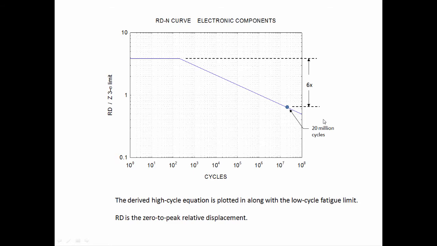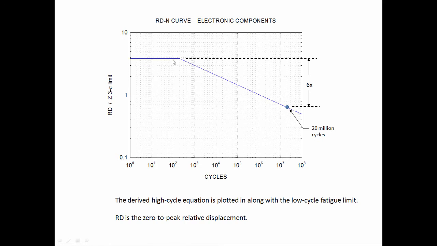Now, let's talk about this a little bit more. Why doesn't the curve just continue on as a straight line segment in log-log format? Well, the reason it does not continue on is because at low cycles there are strain hardening type effects that occur.